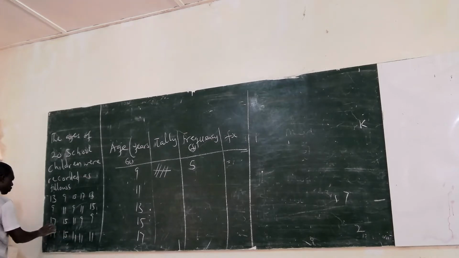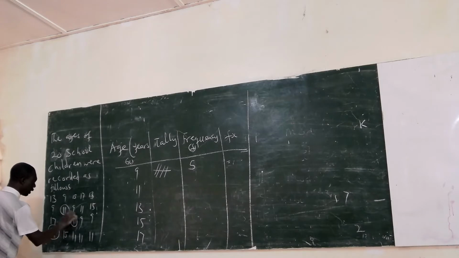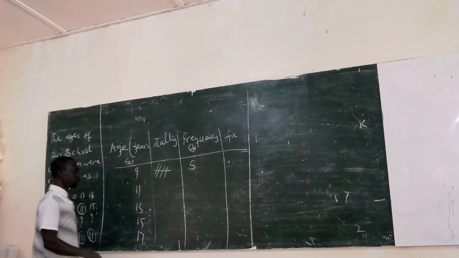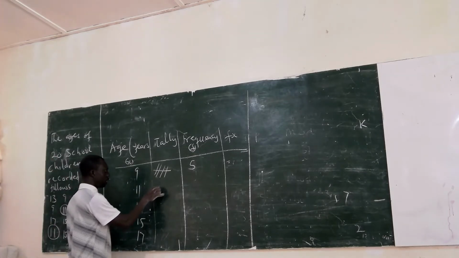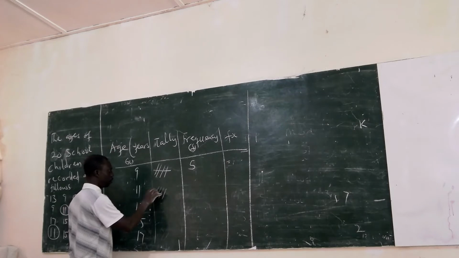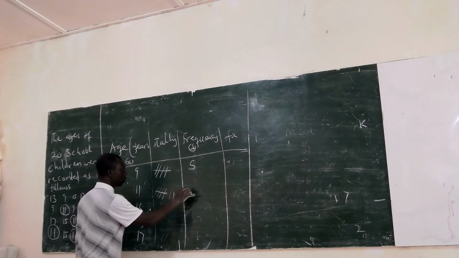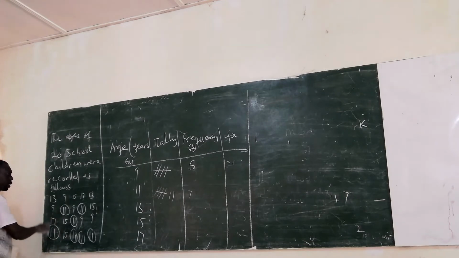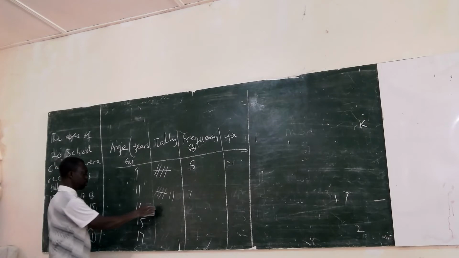So let's count it. 1 is here, 2, 3, 4, 5, 6, 7. So this is the way we're supposed to write it: 1, 2, 3, 4, 5, then 1, 2. We put that 7 here. 13, you have how many? Let's check it. 1, 2. There are 2 on the raw data.